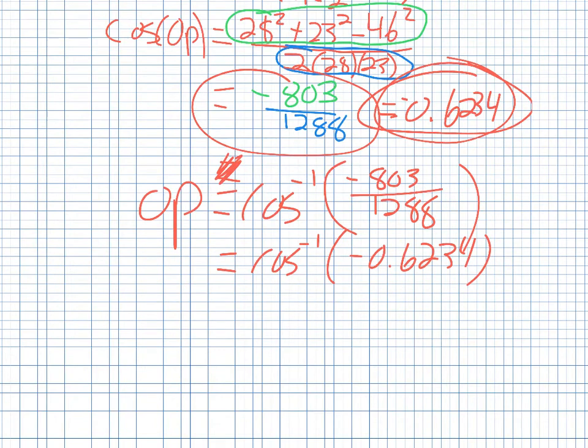And then you use your calculator. Because you're finding an angle, you do cos inverse. And what does that work out to? That works out to about 128.6 degrees. The opposite will equal about 128.6 degrees. And if you think about that, is that right?